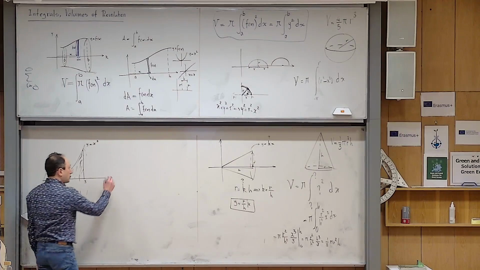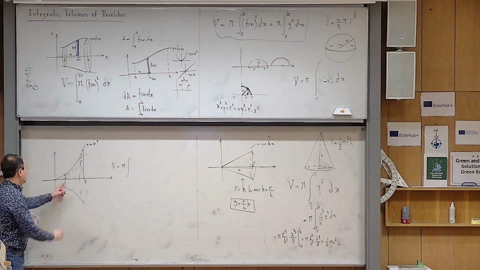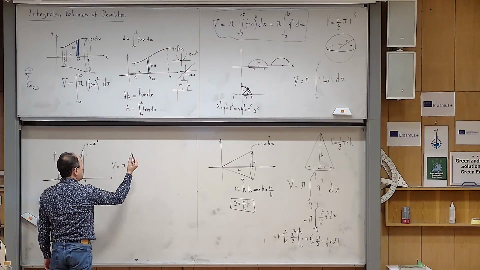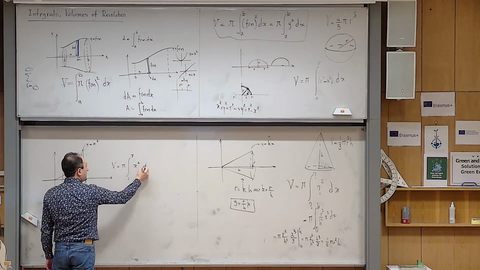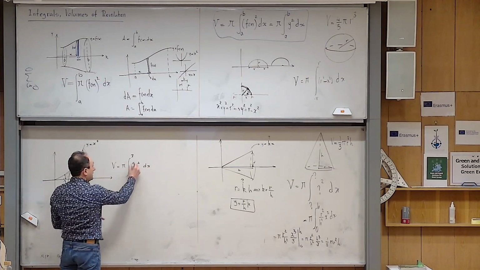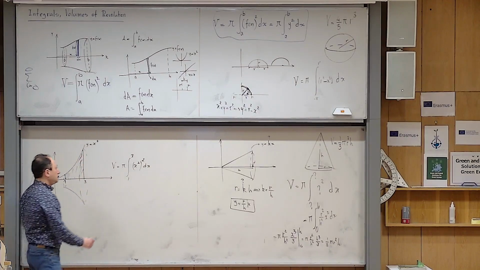So what do I write? V is equal to pi integral from where to where? It was 1 here. 1 to 3. Be careful. This is a common mistake. People usually forget about raising to power 2. But this is the function itself. You have to raise it to power 2 by the formula of y squared. And then you calculate this integral.